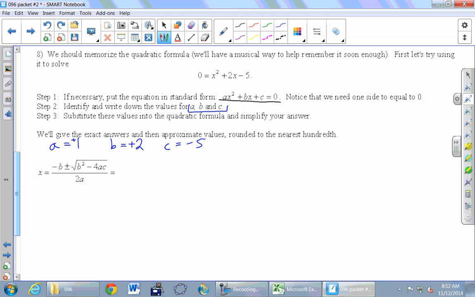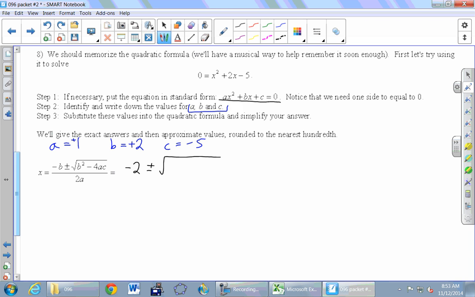Okay, and so now let's use the quadratic formula. There it is written out again. So -b, that just means take the opposite of b. What's the opposite of b? -2. Then you copy the plus or minus, then you copy that big square root. And then we're going to do b squared.